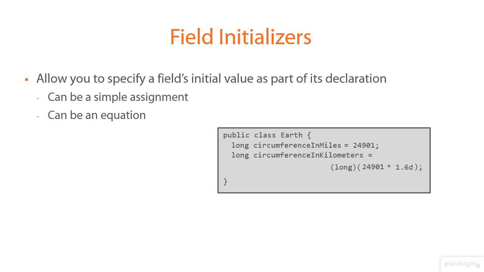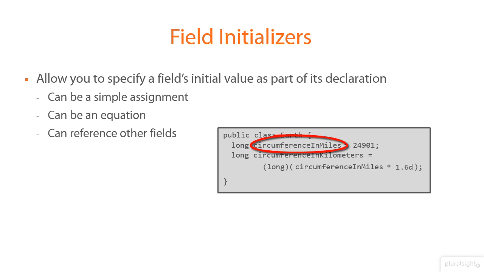But if we look here, you see that we're duplicating that 24,901 in 2 places. It'd be nice to only use it once. Well, we can actually reference other fields in our field initializers. So we can take that 24,901 and replace it with the field circumference in miles. So the equation would then use the value of circumference in miles when it does the calculation. So things are getting better and better as we go along here.